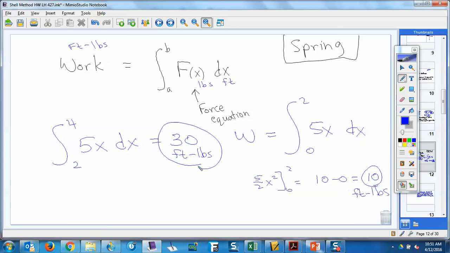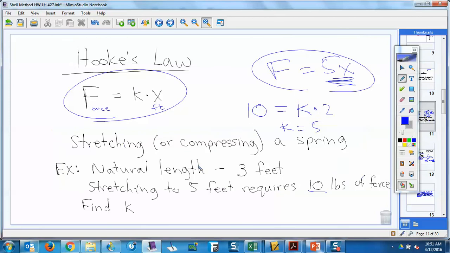You have to be given an amount of force needed to go a certain distance. It's a linear relationship in a spring. That's what Hooke's law says. Okay? So K is basically the slope of that. It is the spring constant, and so you're going to use those two numbers to find K. So then that gives you your force equation, whatever K is times X.